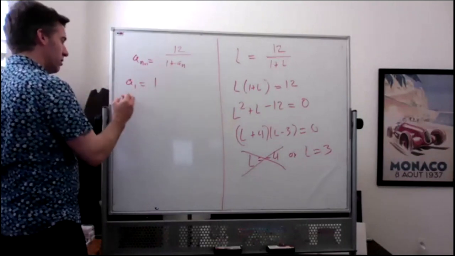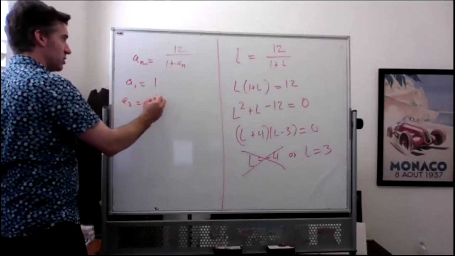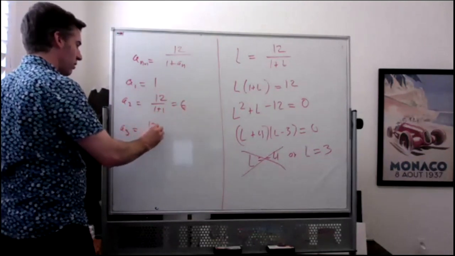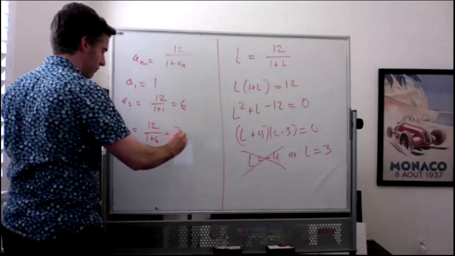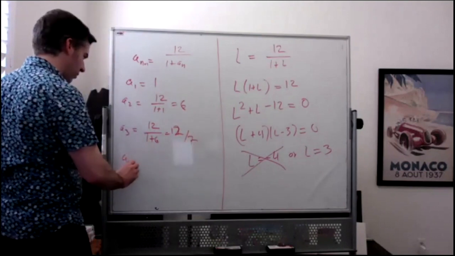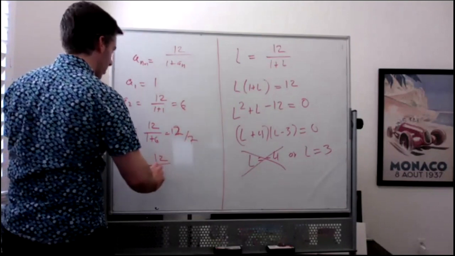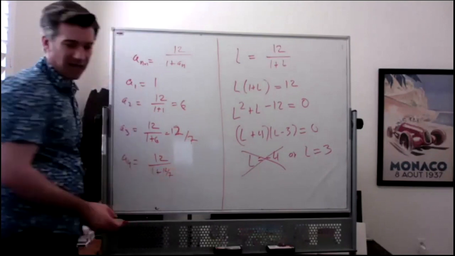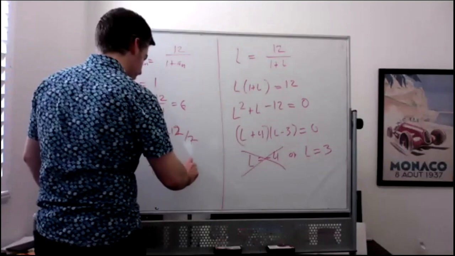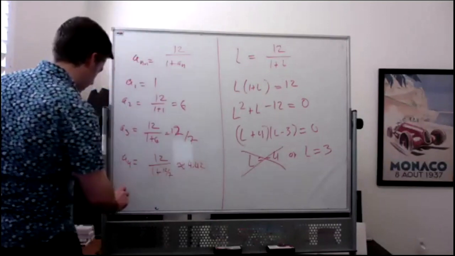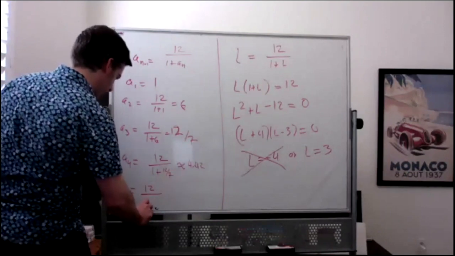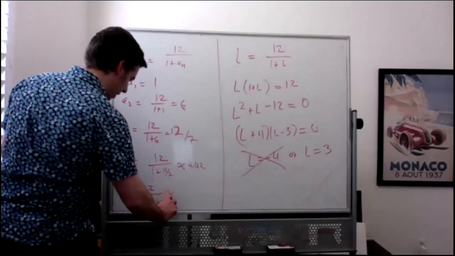So I plug in 1, I get a sub 2 is 12 over 1 plus 1, which is 6. And then a sub 3 is 12 over 1 plus 6, which is 12 sevenths. And then a sub 4 is 12 over 1 plus 12 sevenths, which is not very nice. It's about 4.42. And then a sub 5 is 12 over 1 plus 4.42, which is about 2.21.